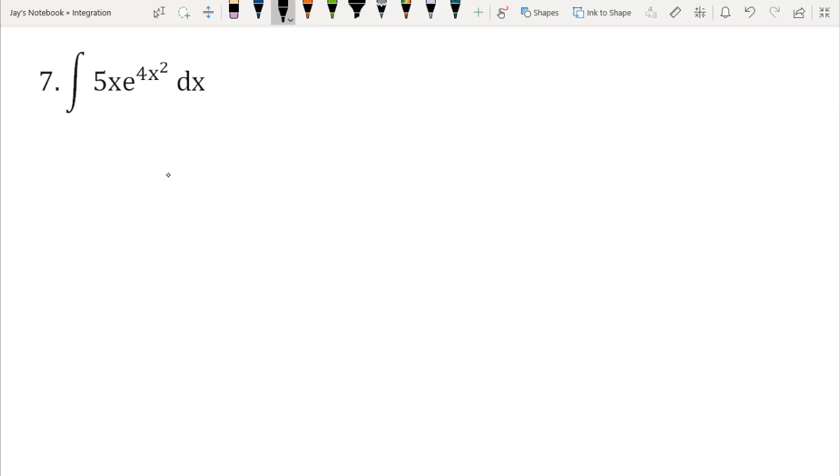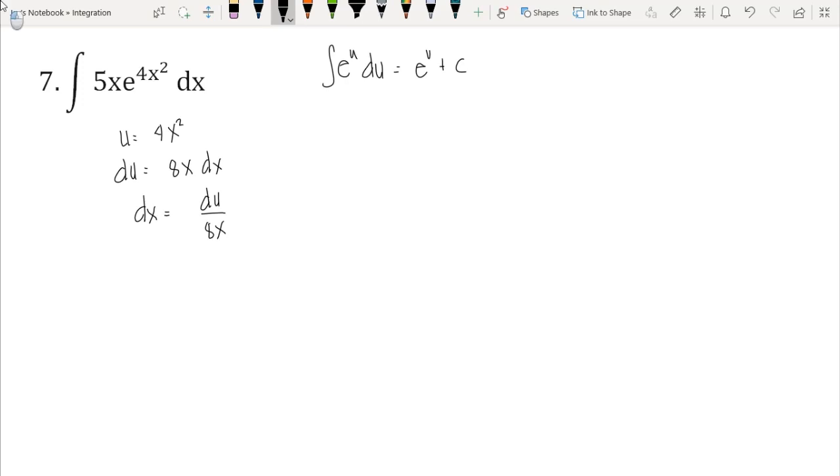dx. Since we do not have a fraction, then we can directly use the integration rule, that is the integration of e raised to u du is equal to e raised to u plus c. Now, in this case, our u is equal to 4x squared from this rule here. Then the derivative of u is equal to 8x dx. So therefore, we can express that as dx is equal to du over 8x.